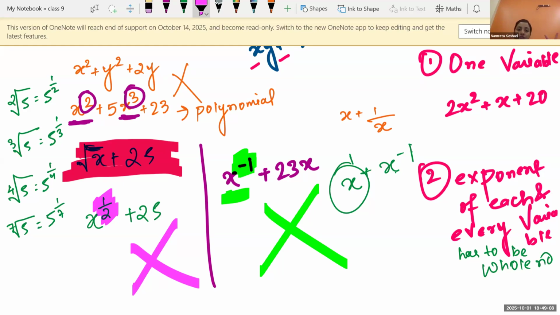Two rules need to be fulfilled. The first rule is that only one variable needs to be involved. You cannot have x, y, z everything. If x is there, only x needs to be there. The power can change: x to the power 3, x to the power 4, all can be there. That is okay. Only one alphabet needs to be involved in your algebraic expression while checking whether it is a polynomial or not. The next rule is that the exponent of each and every variable needs to be a whole number. Making sense?